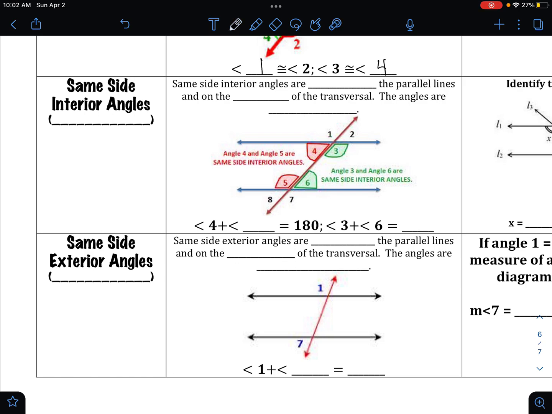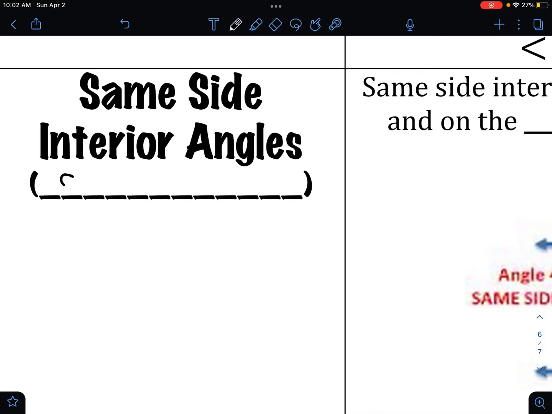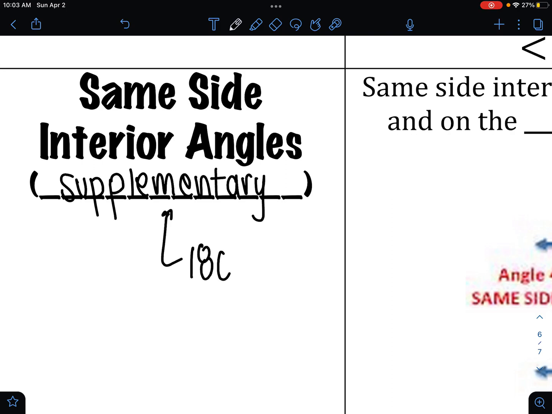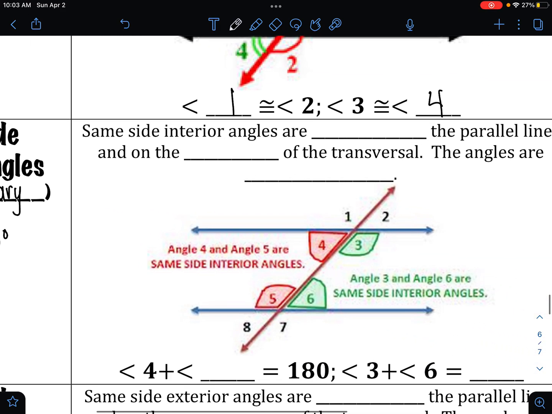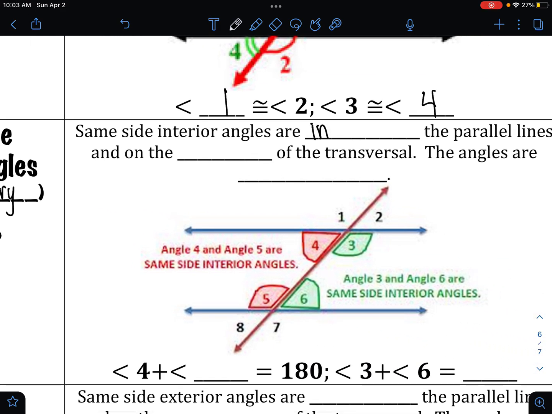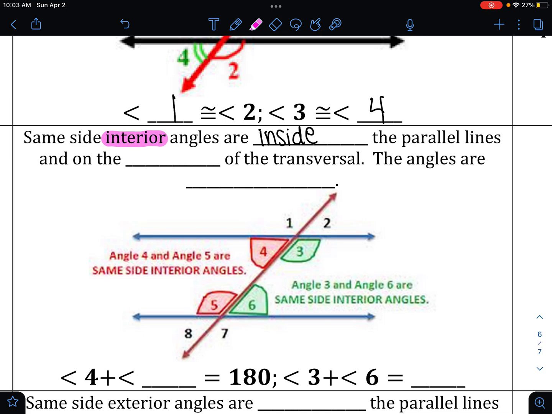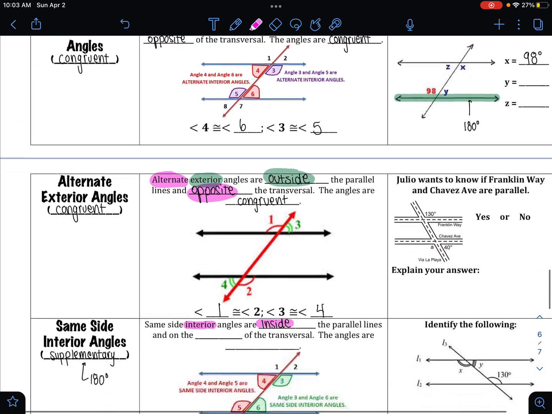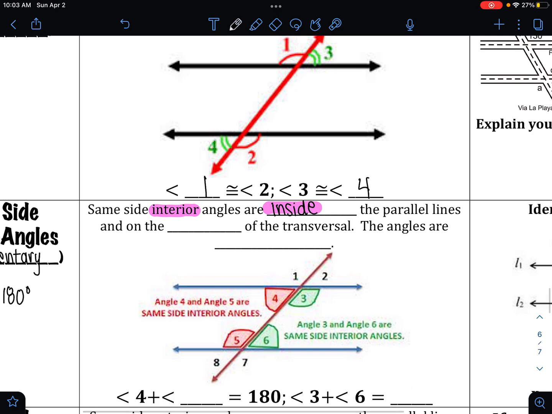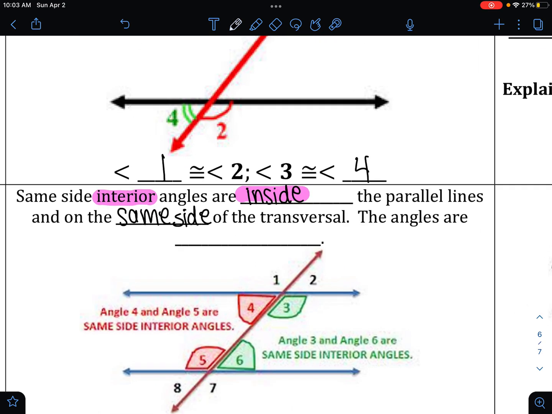Okay, same side interior angles. These are going to be supplementary. And remember, supplementary means 180 degrees. Same side interior angles are inside the parallel lines. So again, inside, interior, inside. However, they are on the same side of the transversal. Same side, same side. Those just match. Those angles are going to be supplementary.